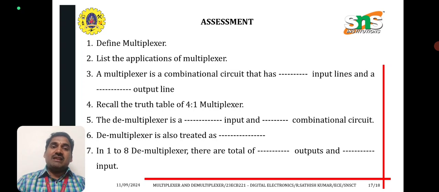In a 1:8 demultiplexer, there are a total of how many outputs? There are a total of 8 outputs and only one input.